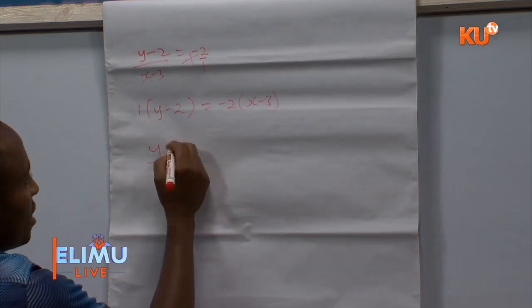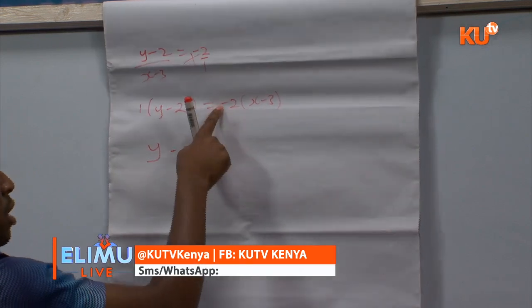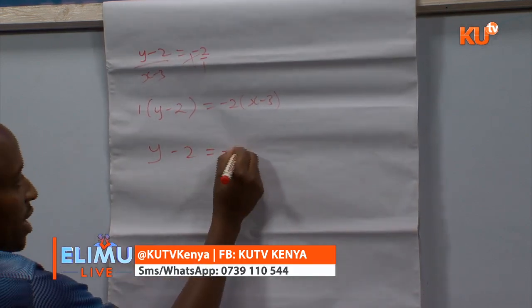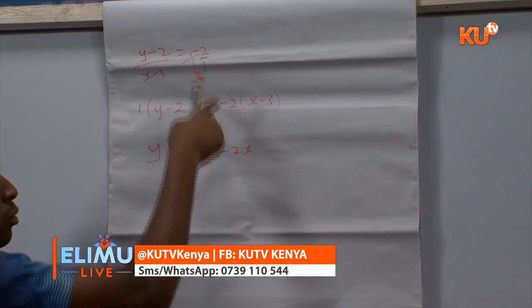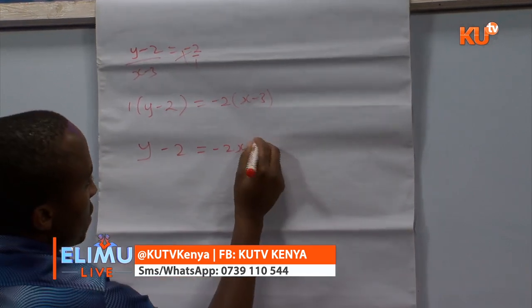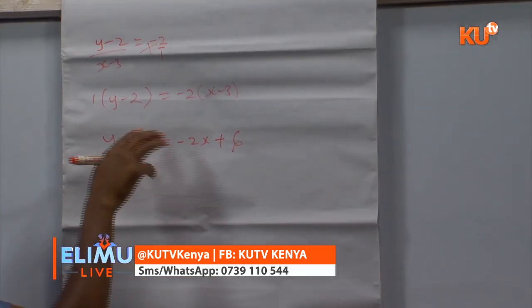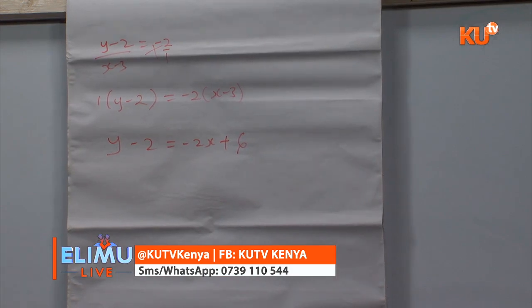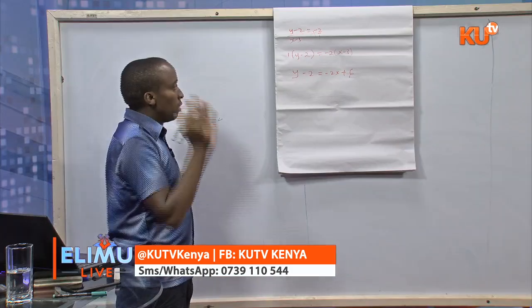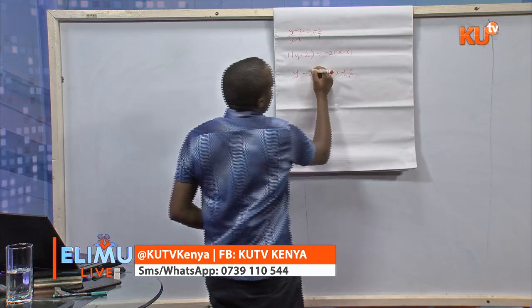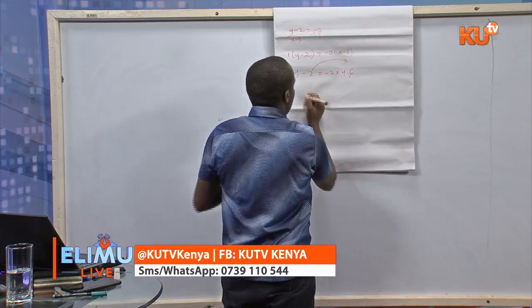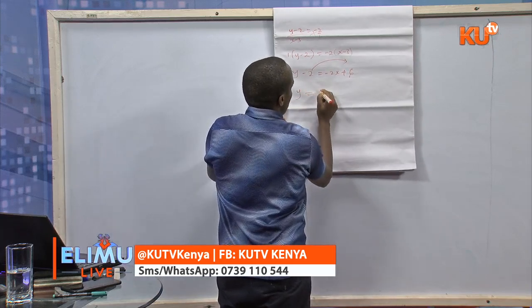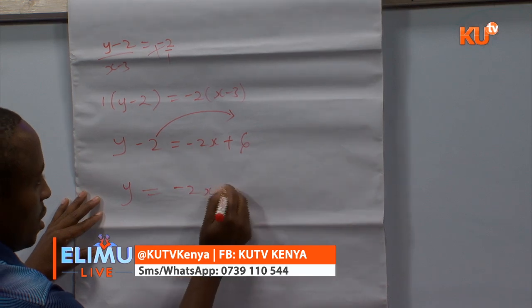So 1 multiplied by -2 is -2. Minus 2 multiplied by x is -2x. -2 multiplied by -3 is +6. So you make y the subject of the formula, because we know the general equation of a line. You take the 2 to the other side. y is equal to -2x plus 8.